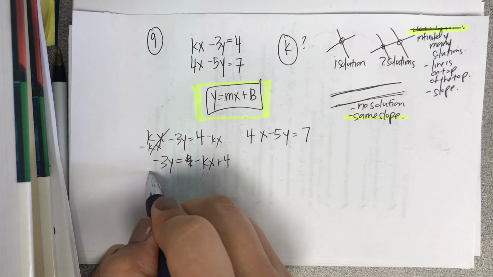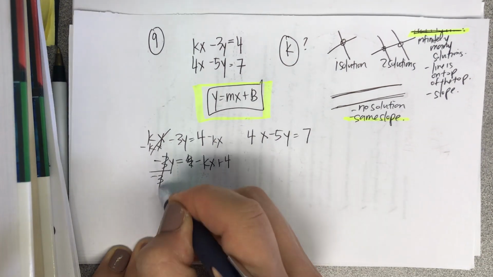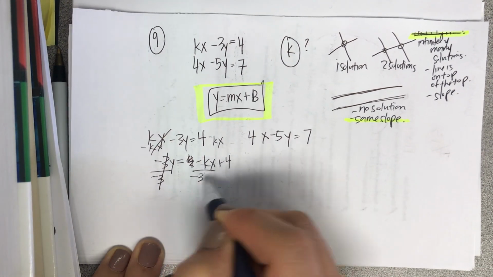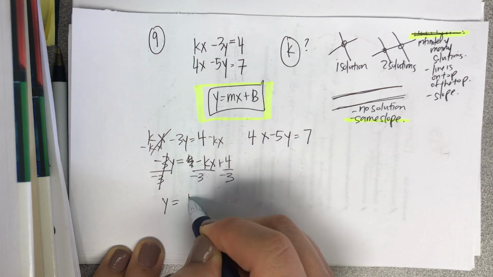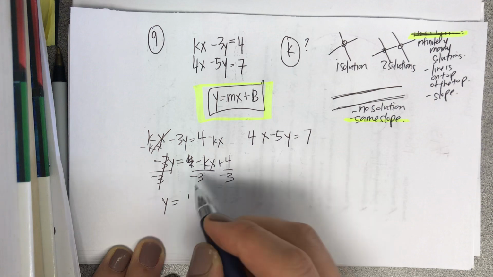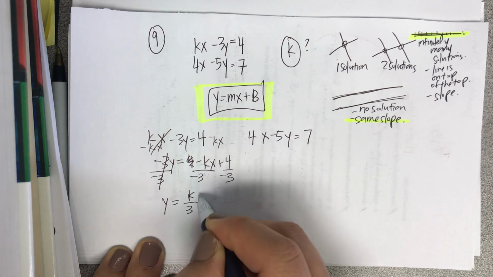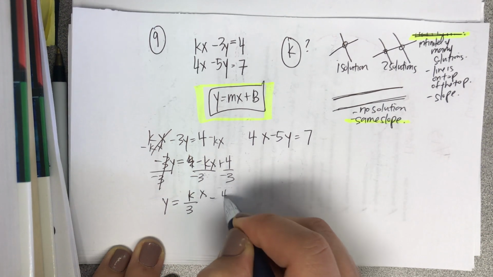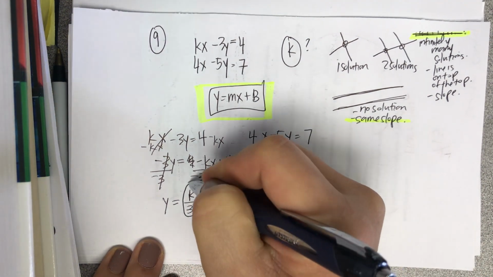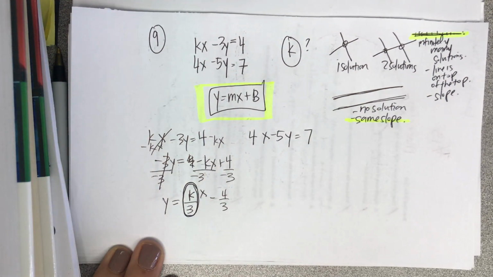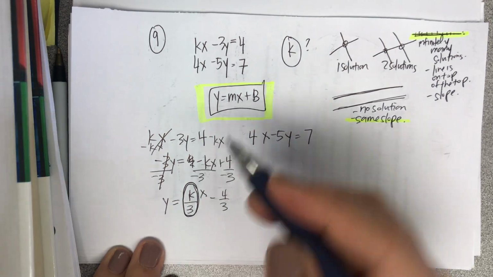Okay, and I want the y by itself, so I'm going to divide out the 3. Those are going to cross out. That means y is going to equal positive, because the negative and the negative cancel each other out, positive k over 3x minus 4 over 3. So what is the slope? It's this thing right over here. So we found the slope for the first equation.